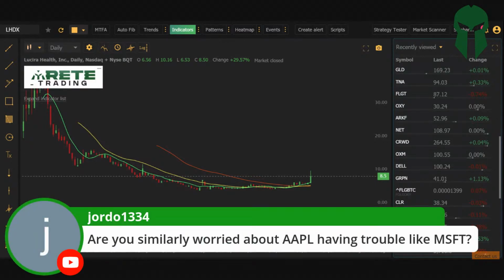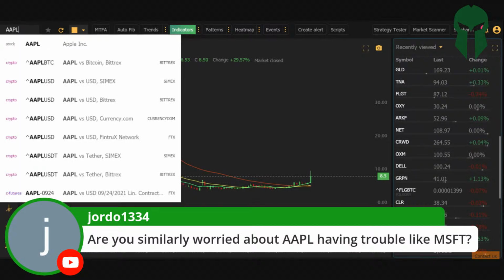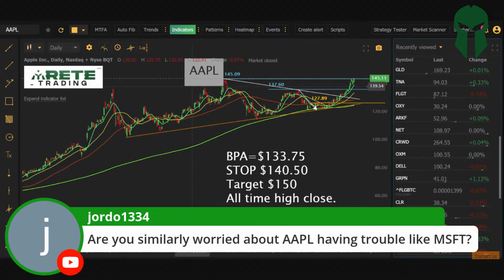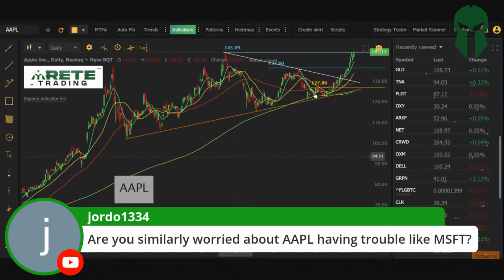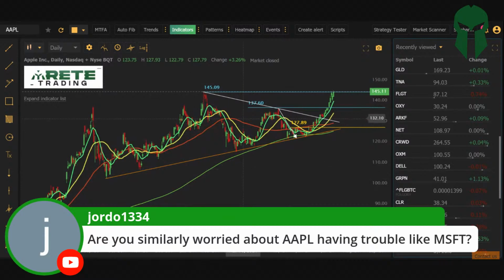Let me answer this question. Are you similarly worried about Apple? No, no, it's a completely different chart. Could Microsoft's move weigh on Apple? Absolutely. Completely different chart. Here, look. Right? I don't have an upper trend line here that I'm dealing with like I do there.